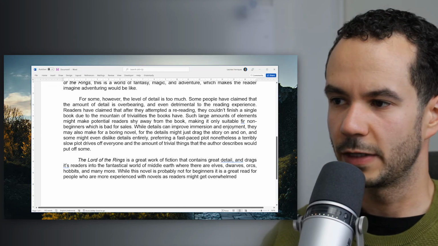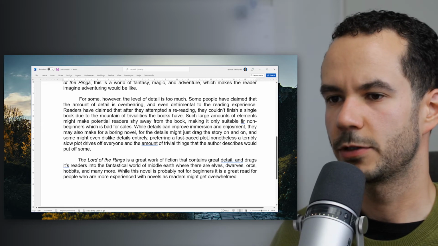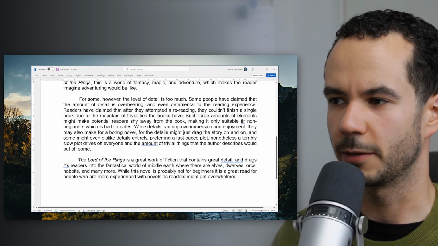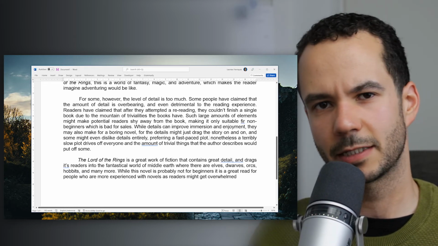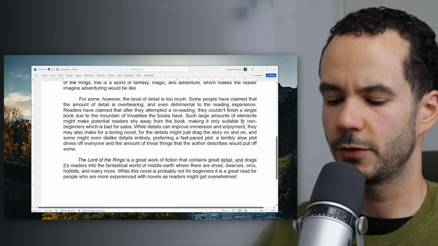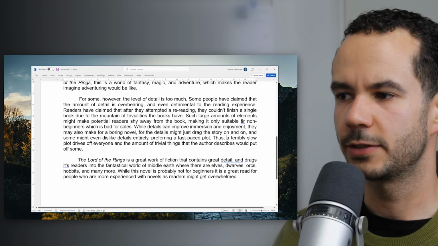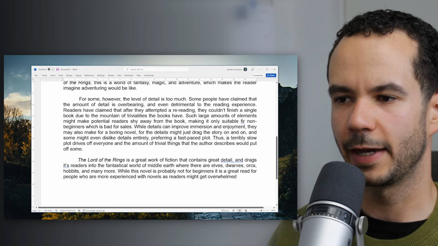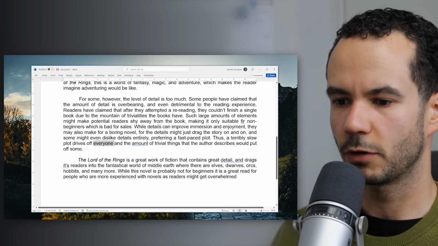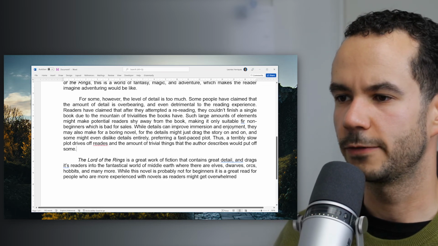We can start a new sentence here. And it says, nonetheless, a terribly slow plot drives off everyone. Now, I think nonetheless doesn't fit the context. I want to use a different linking word. So what I'm going to say is thus. And instead of saying that a terribly slow plot drives off everyone, I'm going to say drives off readers. And the amount of trivial things.